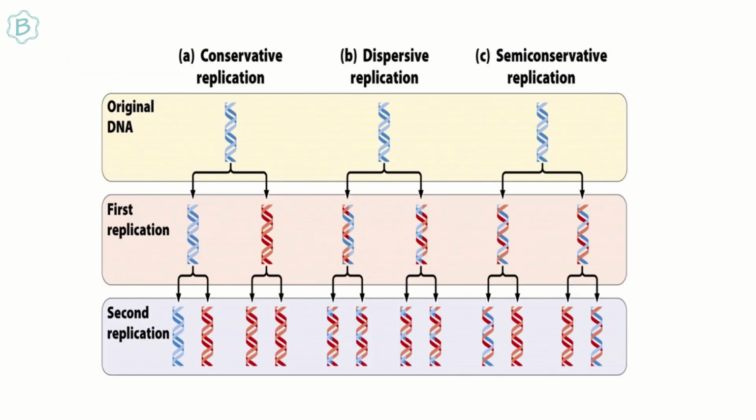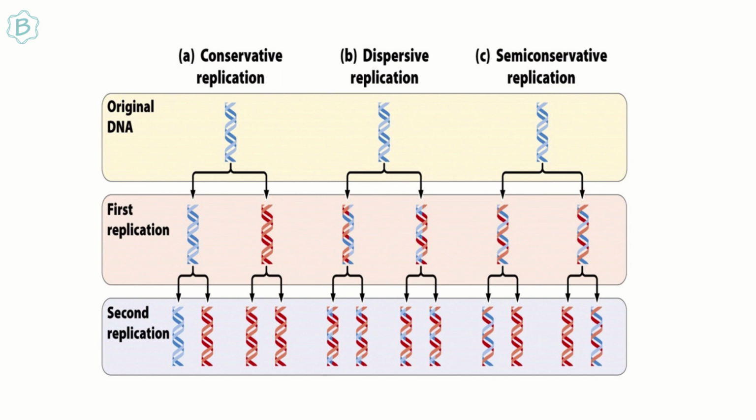Here we can see that the very first is the conservative replication model. This is the original parental DNA, and as soon as the replication gets over we can see the two daughter strands over here. In conservative replication the parental DNA acts as a template strand, but at the end of the replication one of the daughter strands is completely similar to the original strand, whereas the other daughter strand is totally newly synthesized. So this is what the conservative replication model means.